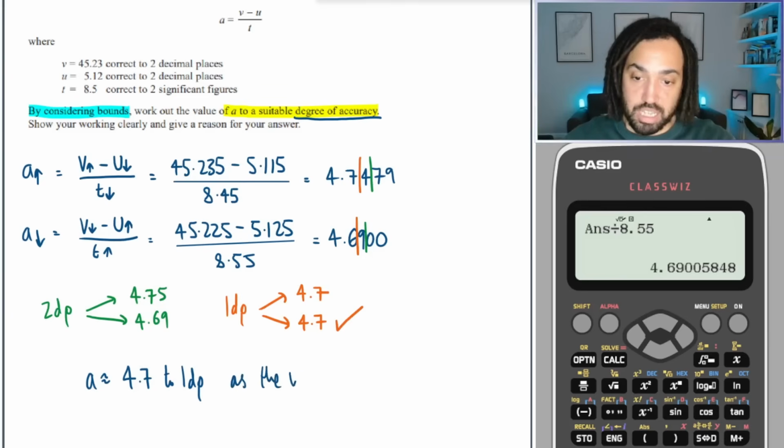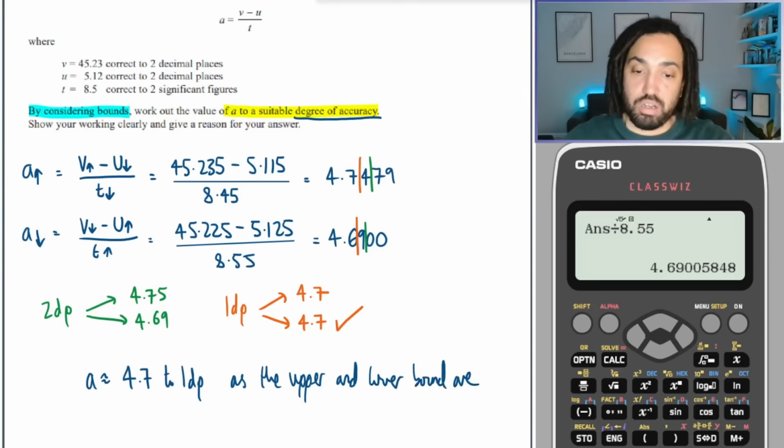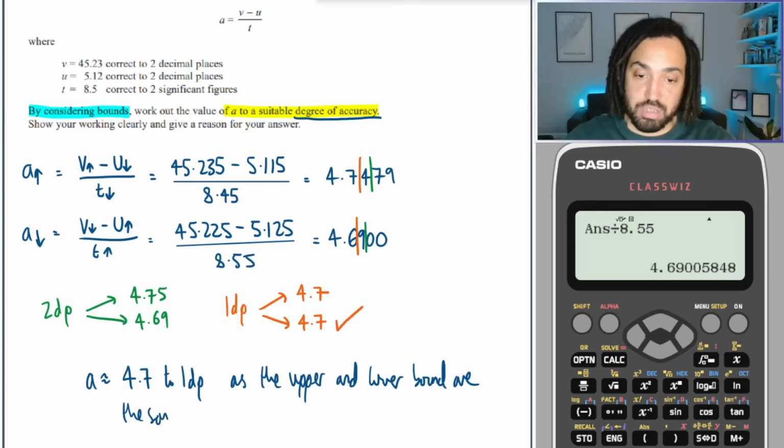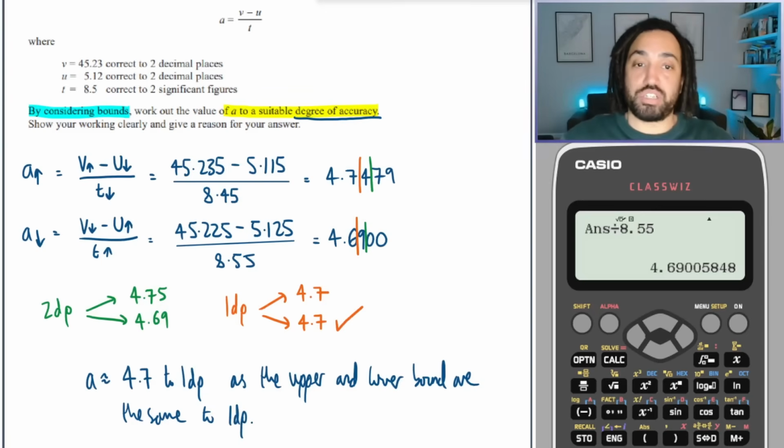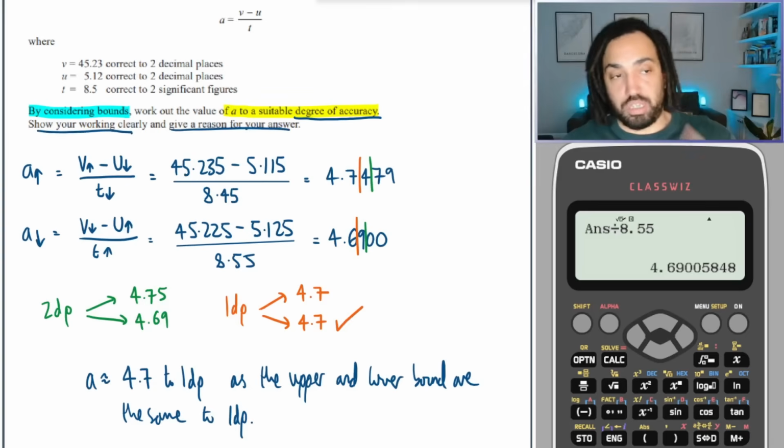as the upper and lower bounds are the same to 1 decimal place. There we go. Answer the question, show my working, and give a reason for my answer. Bosh.